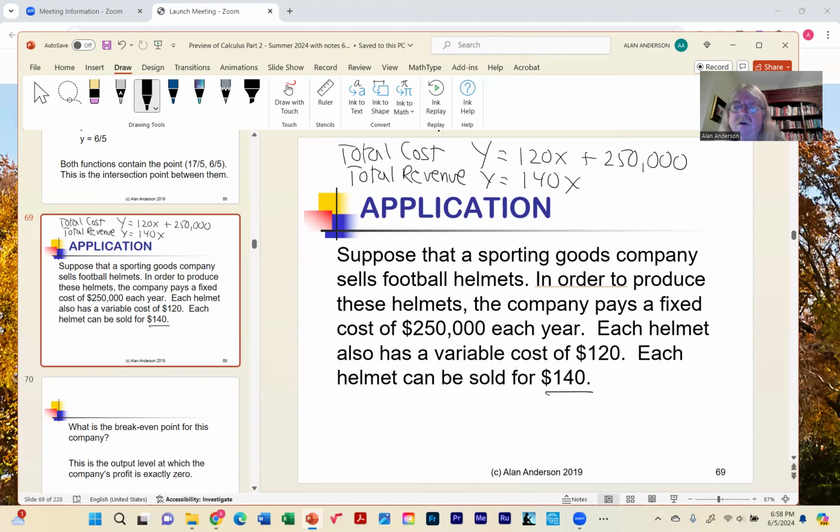So here's an interesting question, and this is very important to the owner of this business. What is the break even level of output, meaning where our profits are zero? In other words, how many helmets would we have to make for our profits to be exactly zero?